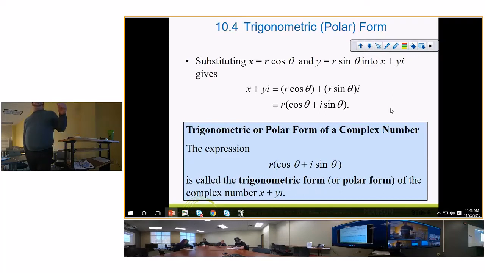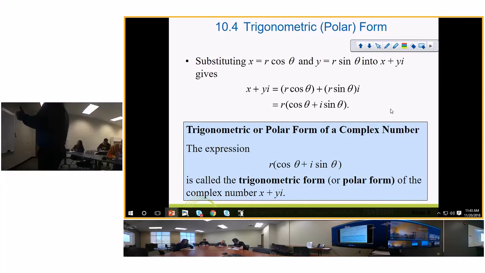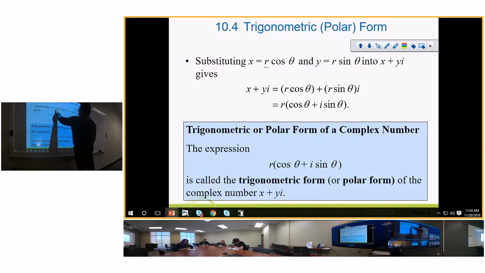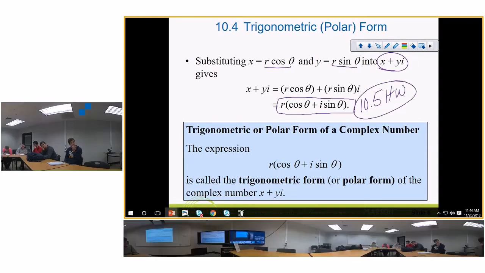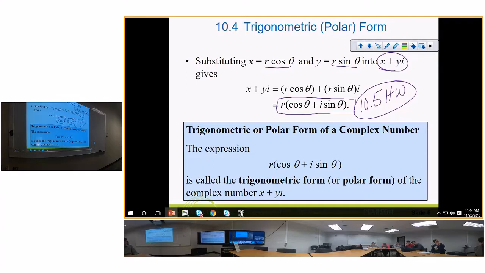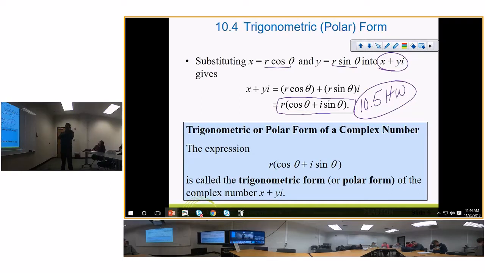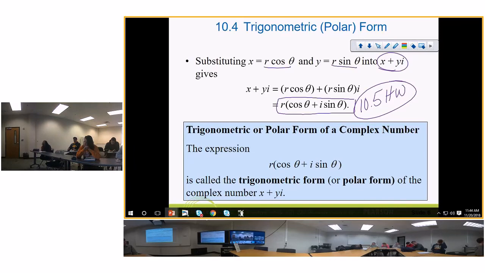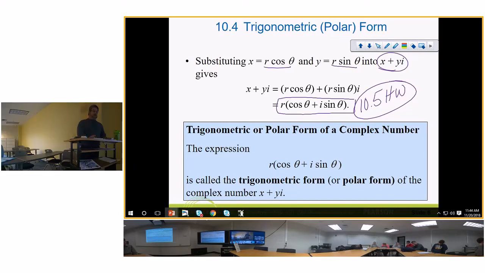Now, if you want to write x and yi, then you're going to put r cosine theta and r sine theta into this right there. And that's going to give you r cosine theta plus r sine theta i. Now this right here is what you're going to see in 10.5. So if I want to change a trigonometric form into a polar form, I would use this, okay? And if I wanted to go from polar form to trigonometric form, I would reverse it. And you're going to see that with the next, probably, example.